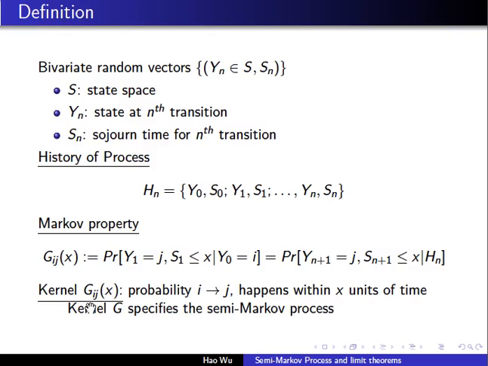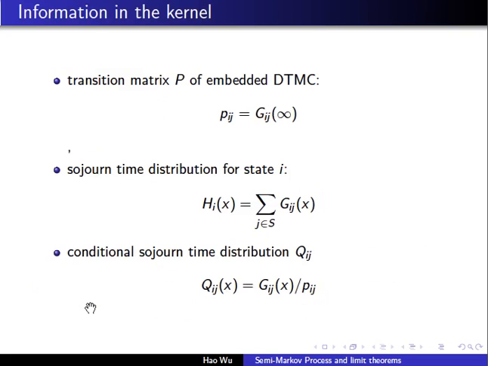So what can we get from the kernel G? First of all, we can get the transition matrix for the embedded discrete time Markov chain. It is simply by taking the time in Gij to be infinity. And second, we can get the sojourn time distribution for state I. It is by summing over all the states that I can transit to.